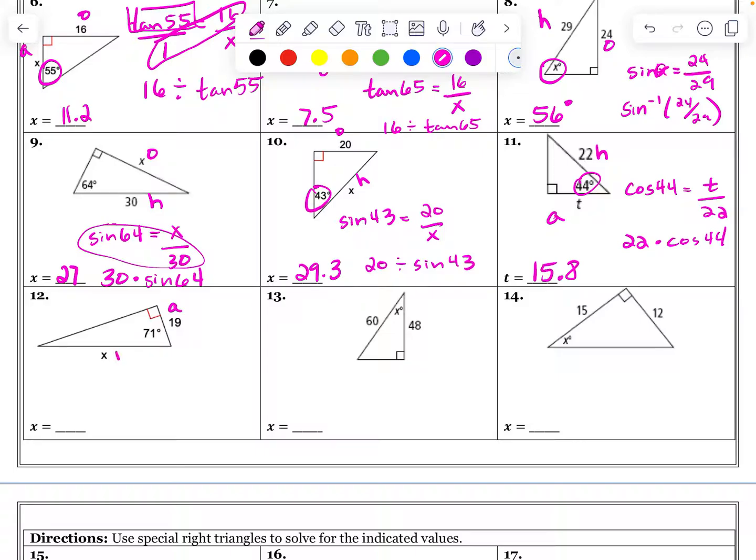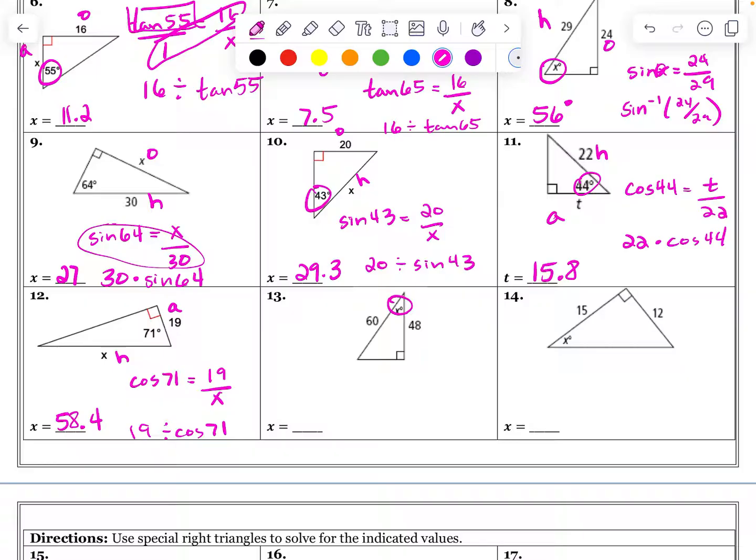All right, 71. So that's an adjacent and a hypotenuse. So I got cosine of 71 equals 19 over x, which means I have to divide 19 by the cosine of 71, which gives me 58.4. It's pretty big. I guess 71 is pretty big, so that kind of makes sense.